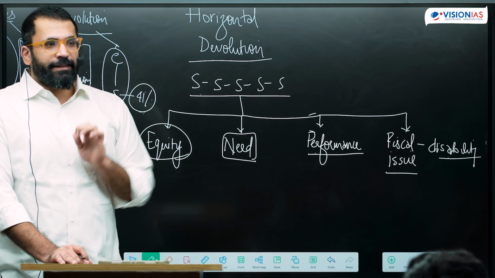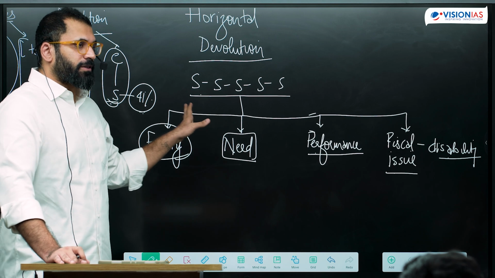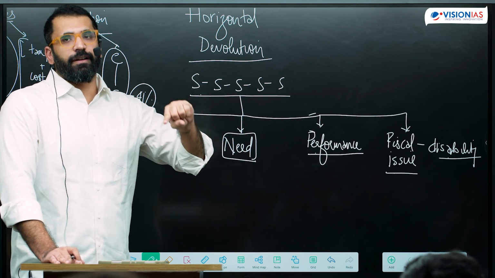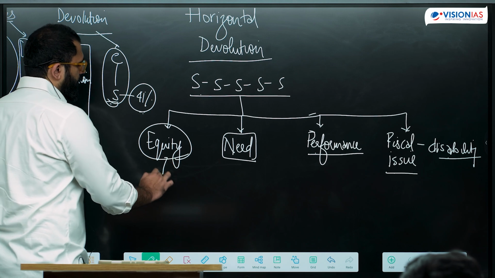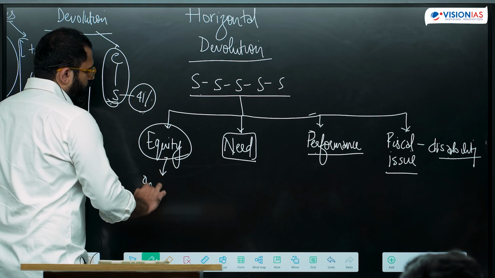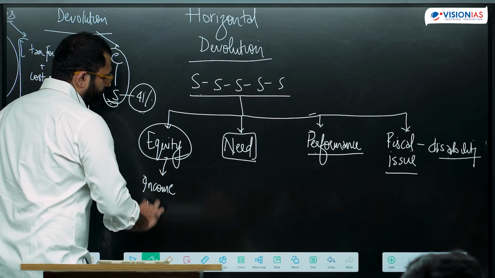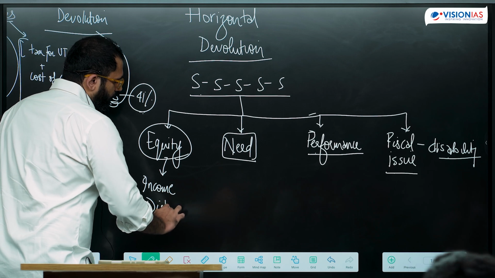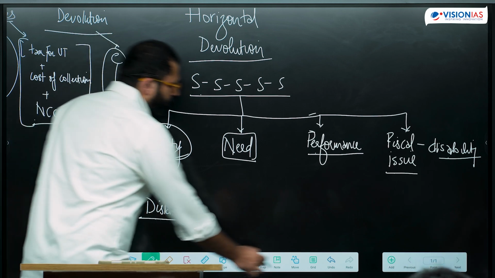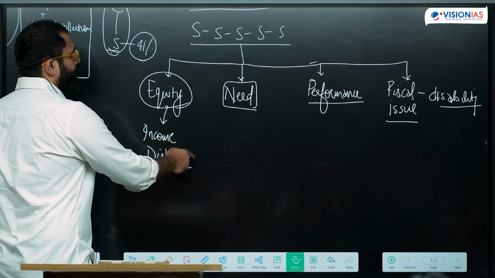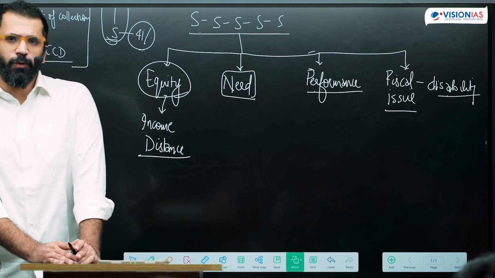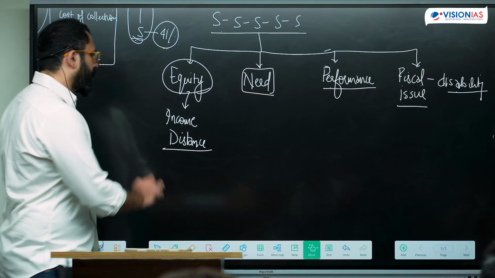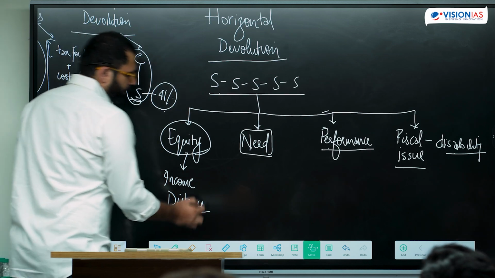Now, every finance commission has used the same 4 principles, but has different indicators for these principles. For example, for equity, most of the finance commissions have used the indicator of income distance. What do you understand by income distance? This is one factor. I'm telling you about the indicators. These are the broad principles.